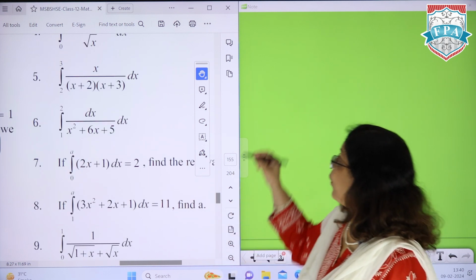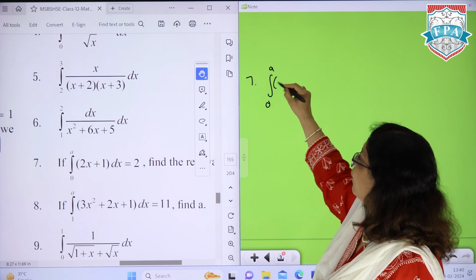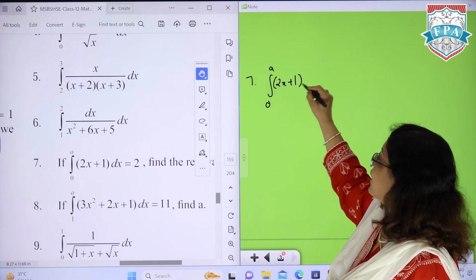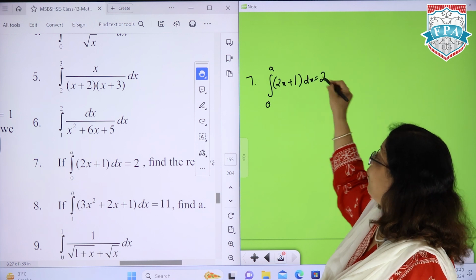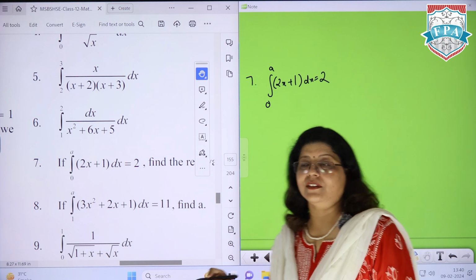Let's see one question where one term is missing. Integral 0 to a of (2x + 1) dx is equal to 2, and you have to find out the value of a. ये आपके छोटे 2 mark questions में आ सकते हैं.